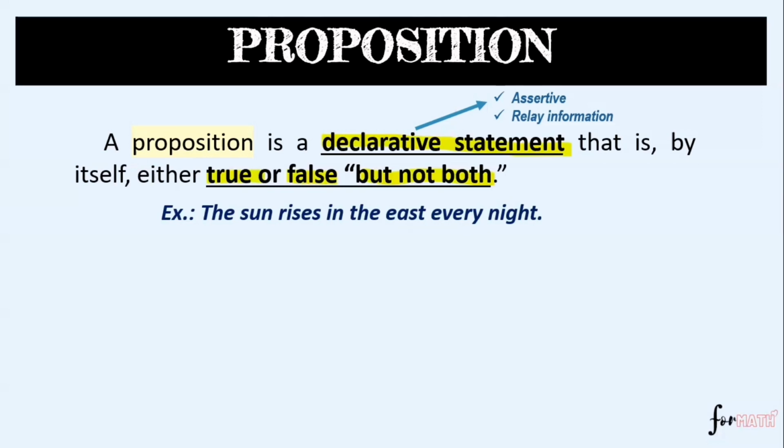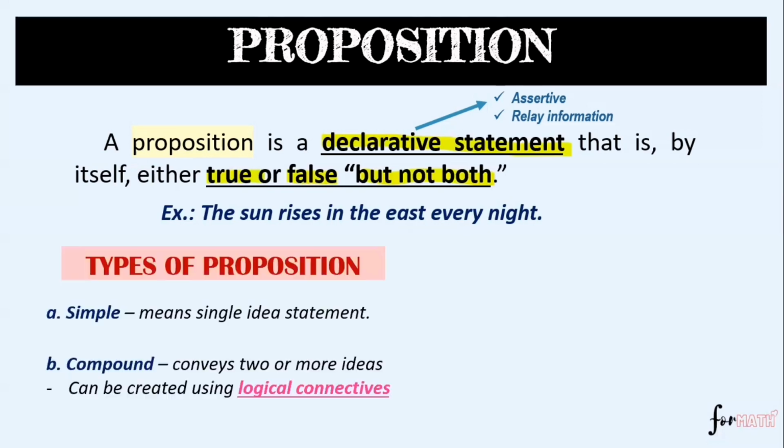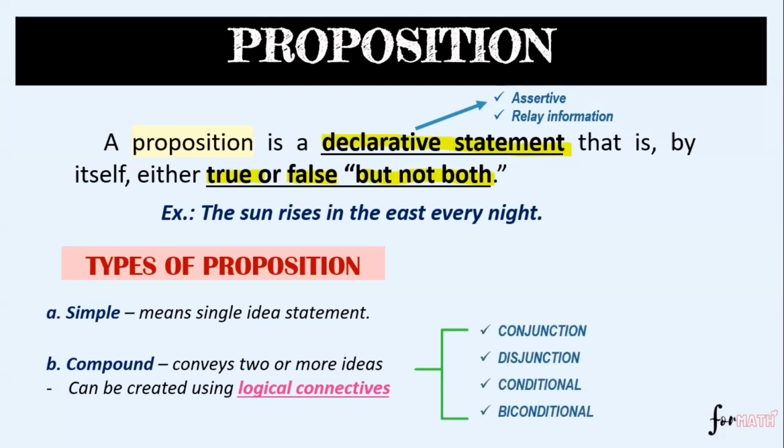Okay. So we have types of proposition. We have simple and compound proposition. Simple proposition means it gives a single idea statement. Si compound naman, it conveys two or more ideas. And compound proposition can be created using the logical connectives or logical operators. So ano yung mga compound natin? We have conjunction, disjunction, conditional, biconditional. And every compound statement, meron tayong ginagamit na logical operator or tinatawag na logical connectives. We have and, or, if then, if and only if.